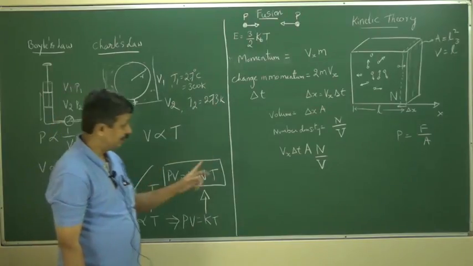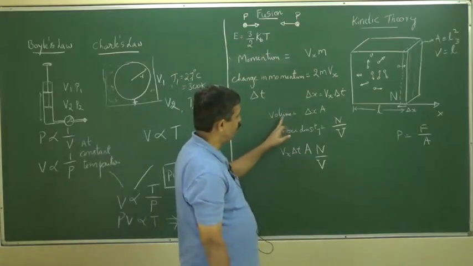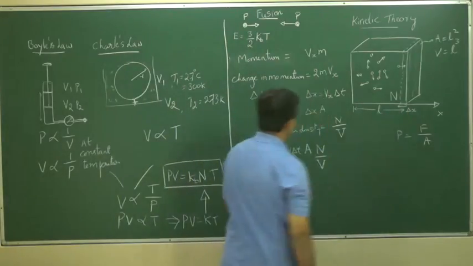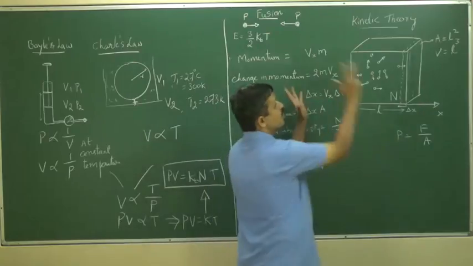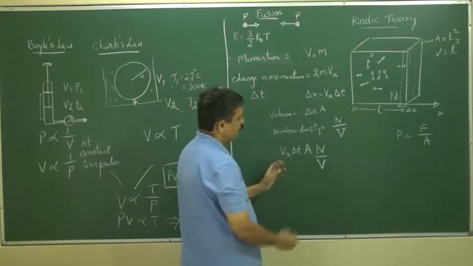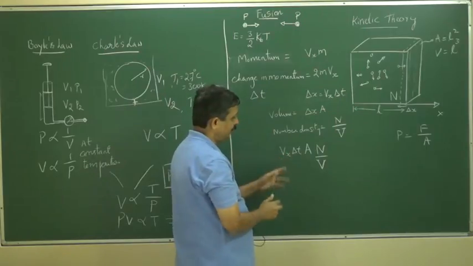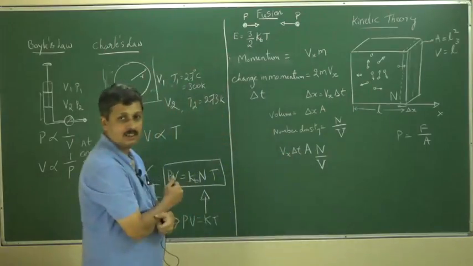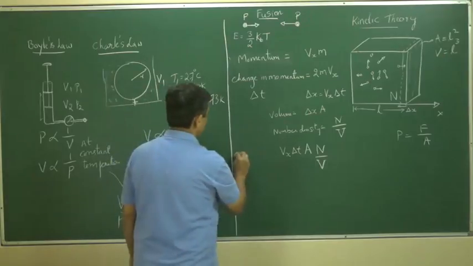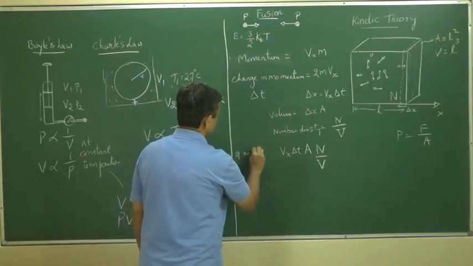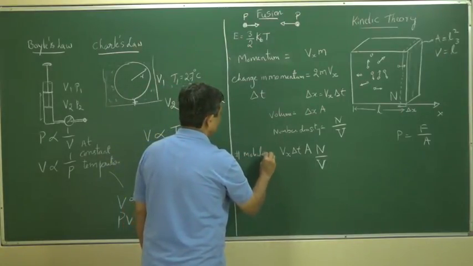Understood? This is a little tricky. Just understand this: how do we get this small volume, and then how do we get the number density from the total number, and then multiplying the density by the volume gives the number of molecules in that area. That is what I have done. So this is the number of molecules in the small volume.